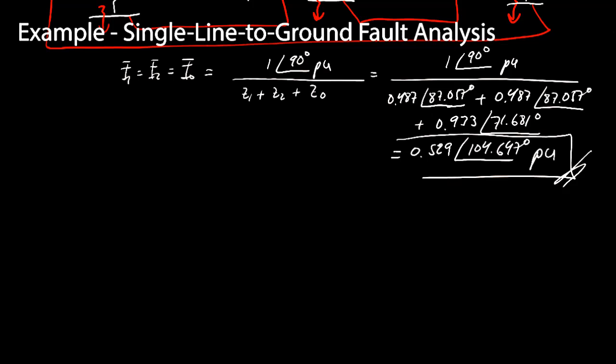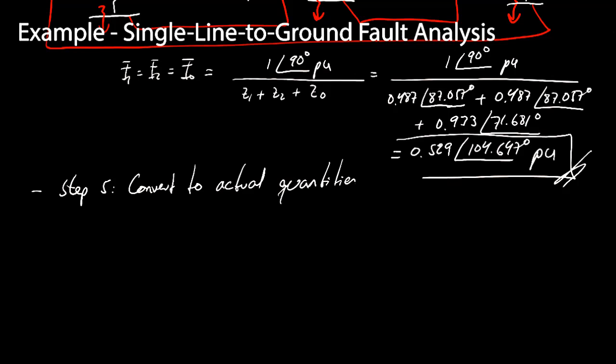So let me just write it over here. Step 5 is going to be convert to actual quantities, because again here we have the answer but in per unit, not in amps. And of course we want our answer in amps. So for this case, the base current, remember, is equal to the base power divided by square root of 3 times the base voltage.